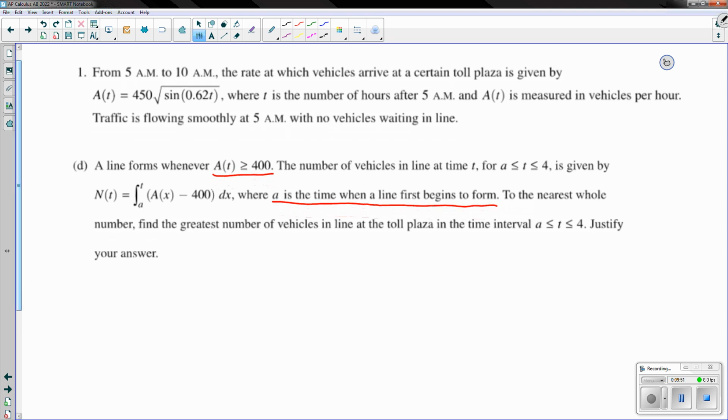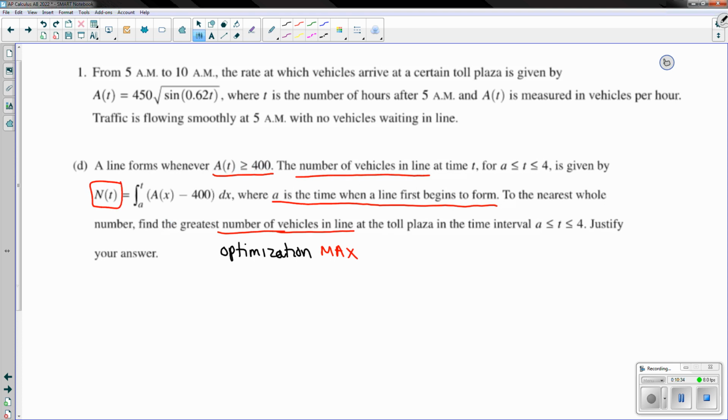So what computations do we have to make here? Here's the key right here: find the greatest number. That implies when we want a greatest or a smallest, something like that, we have an optimization problem. And specifically, we're going to be looking for a max. Now, to find a max, we can use our derivative tests. So we're going to be looking at the derivative of n, because that function n tells you the number of vehicles in line at a certain time. So we want to know what the greatest number of vehicles in line is, and we're going to be analyzing that function.